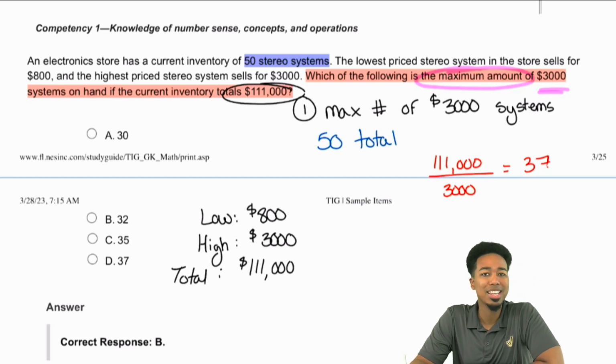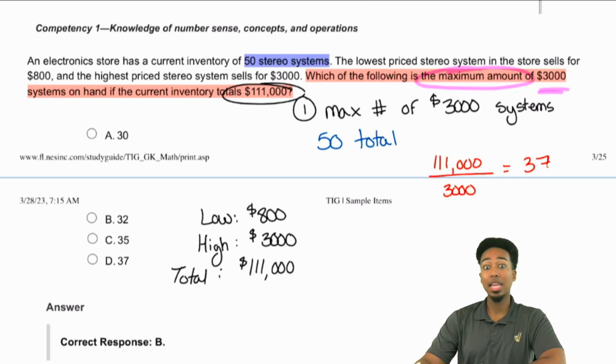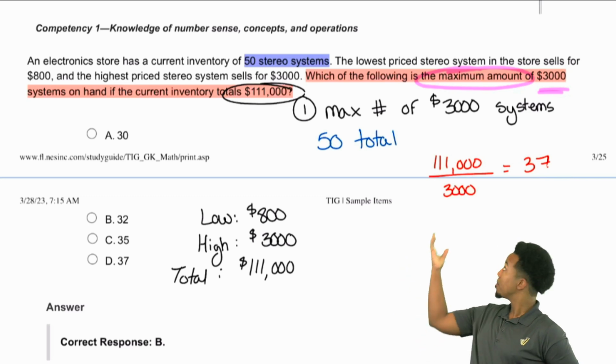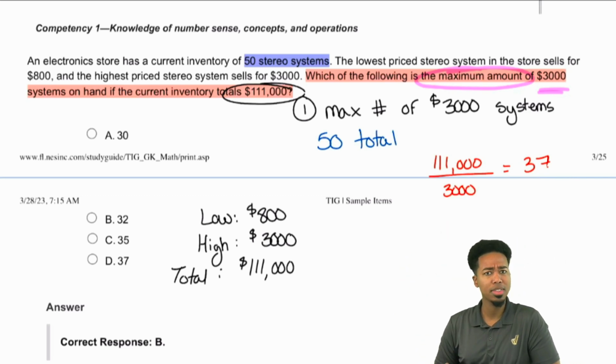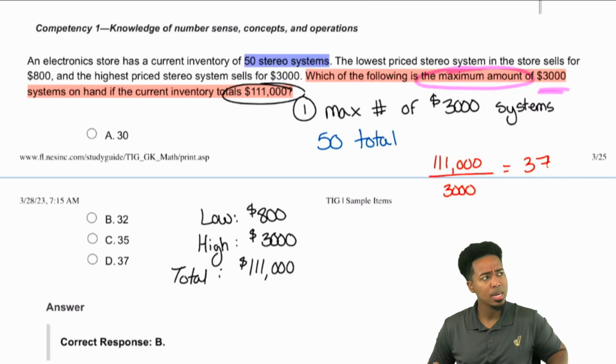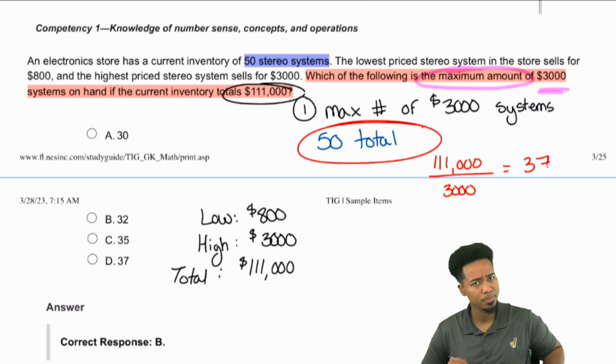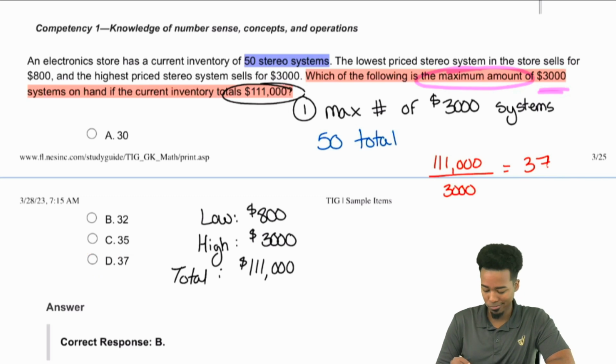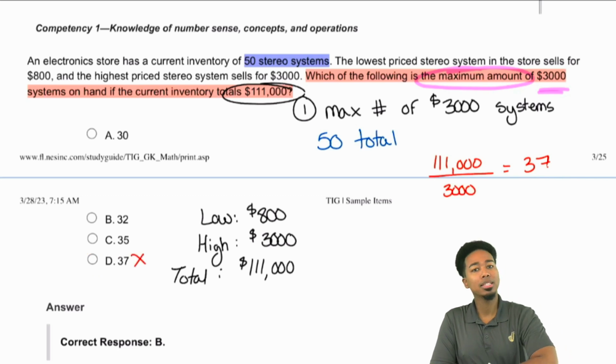But 37 is not the answer, my party people, because if we say that all of the systems are $3,000 systems, because that's what we're doing here by dividing the whole total by 3,000, you're basically saying all of them are $3,000. But that doesn't make much sense because it says that we have a total of 50. So if you're looking at answer choice D and you think that might be the answer, it's not going to be it.